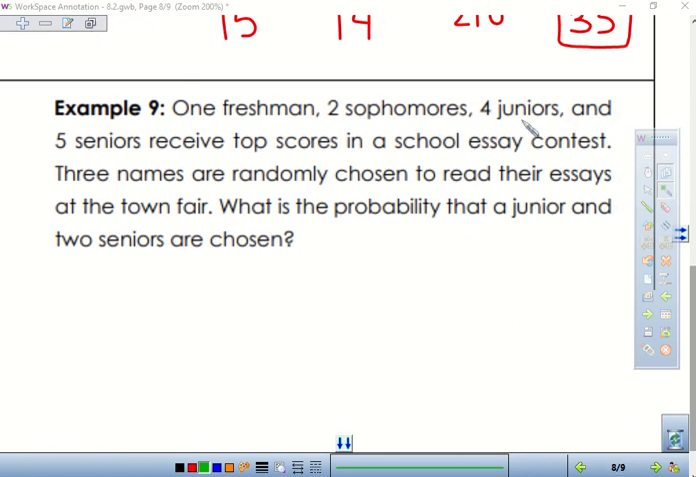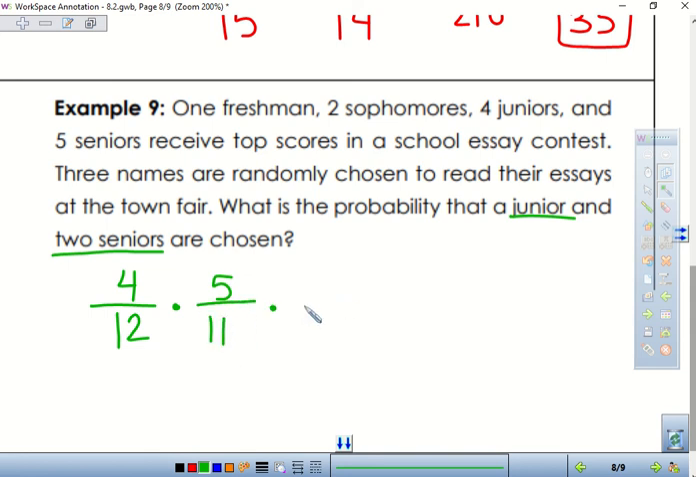1 freshman, 2 sophomores, and 4 juniors and 5 seniors receive, same situation. 3 names are randomly chosen to read their essays at the town fair. What is the probability that a junior and 2 seniors are chosen? So what's the probability of a junior being chosen? Good. And then choosing a senior? 5 out of 11. And then choosing another senior? Good. 4 out of 10.